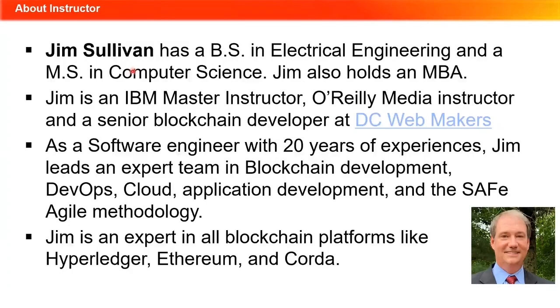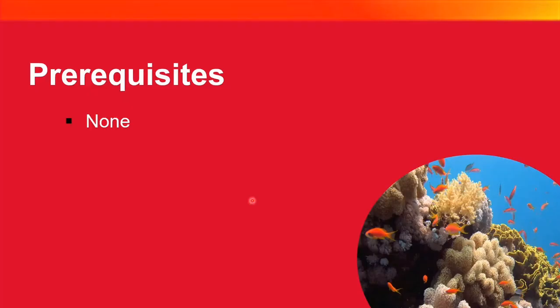A little bit about our instructor. Jim Sullivan has a BS in Electrical Engineering and a Master's in Computer Science, and also holds an MBA. Jim is a Master IBM instructor, an O'Reilly Media instructor, and a senior blockchain developer at BC Webmakers. As a software engineer with nearly 20 years of experience, Jim leads an expert team in blockchain development, cloud application development, and is a SAFe agile methodologist. Jim is an expert in blockchain platforms like Hyperledger, Ethereum, and Corda. There are no prerequisites for this class.